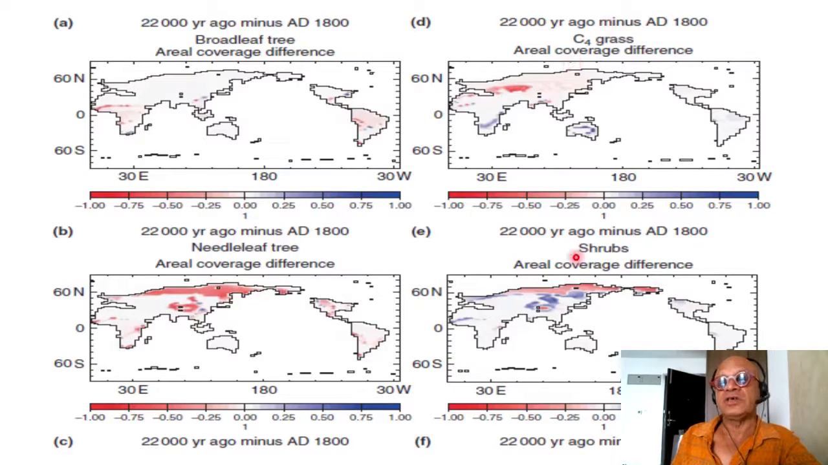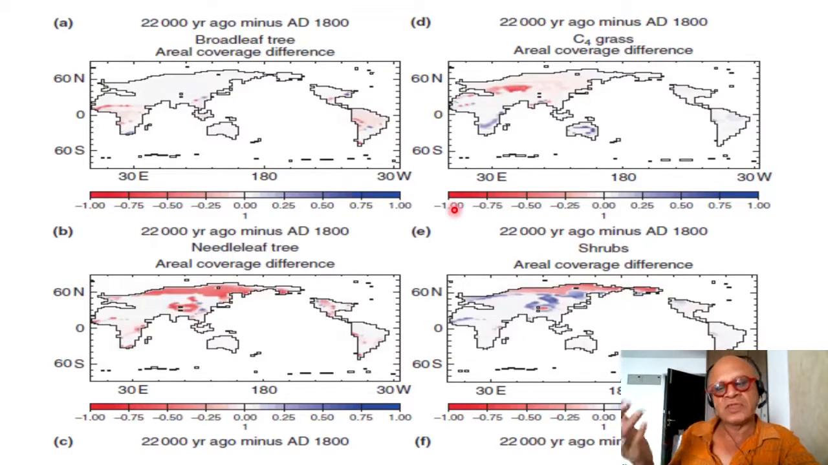C4 and C3 shrubs. So C4 and shrubs also show more colors, reduced aerial coverage of C4 here, increased aerial coverage of C4 here. So temperature and CO2 changes have to be looked at in conjunction with the MIS stadials, interstadials, and Dansgaard-Oeschger events. So you can see shrubs expanded quite a bit just south of the reduced coverage of the shrubs to the northern edge here, to the Arctic Circle.